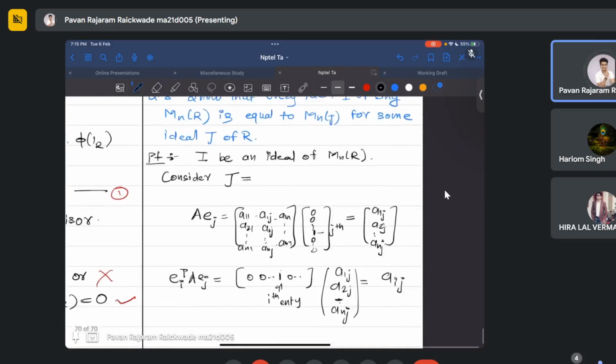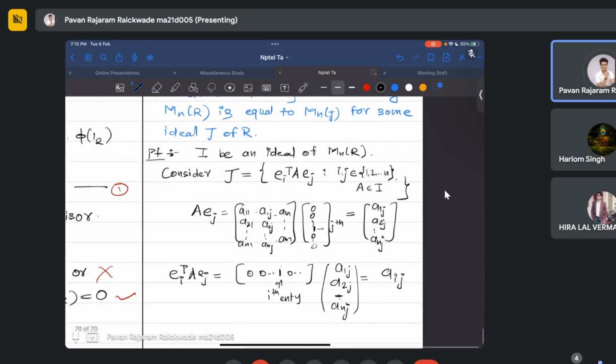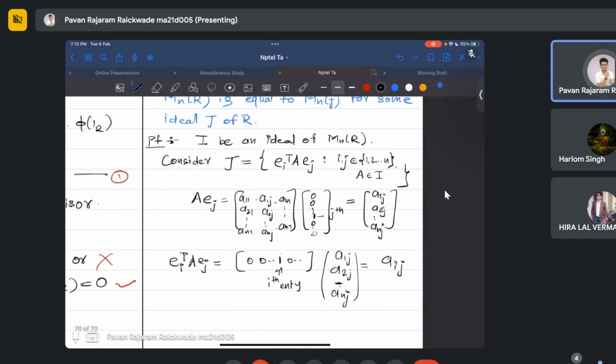How do I write this? If I want to write the collection in set form, I write: the set of all e_i transpose A e_j, where i, j vary from 1 through n and A belongs to I. I hope these notations are clear. So this is my J. My claim is that this J is an ideal of R.